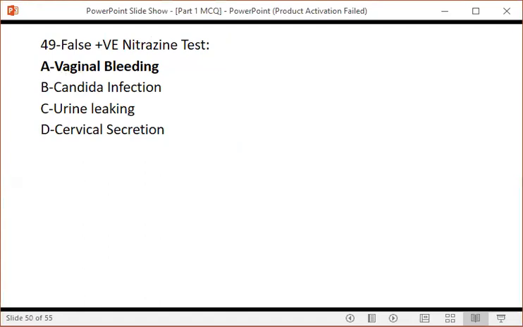Anyway, false positive nitrazine tests are associated with vaginal bleeding, Candida infection, urine leak, and cervical secretion. I pick vaginal bleeding here because in the nitrazine test the pH of vaginal secretion is generally from 4.5 to 6, whereas amniotic fluid is usually from 7 to 7.3. False positive results may occur in the presence of blood, like vaginal bleeding, semen, alkaline antiseptic, or bacterial vaginosis, not Candida infection, or even maybe Trichomonas vaginalis. False negative results may occur with prolonged leakage and minimal residual fluid. Urine leak, many authors said it is also associated with false positive, but no, vaginal bleeding is more precise and more likely to be the correct answer here.